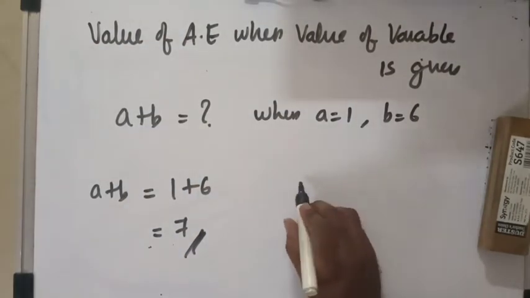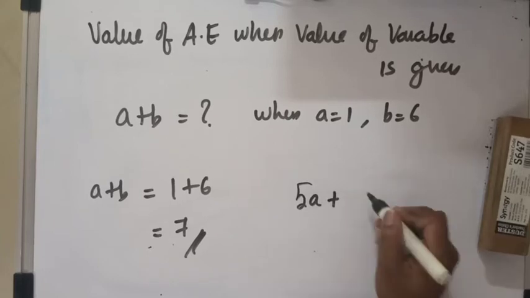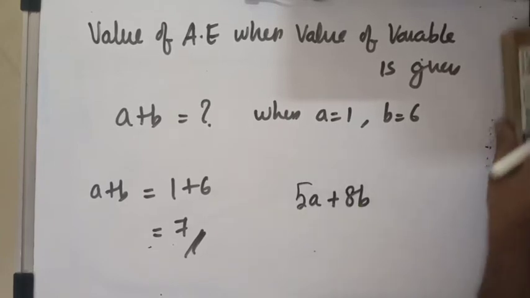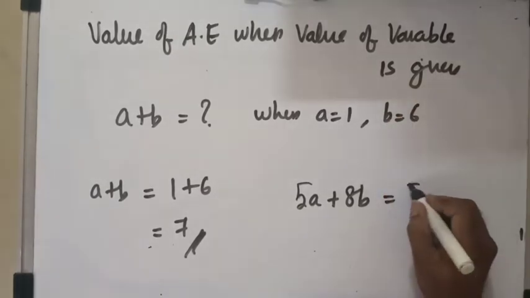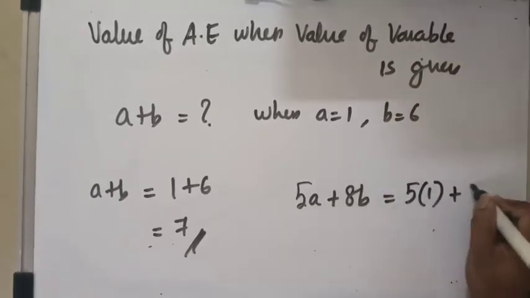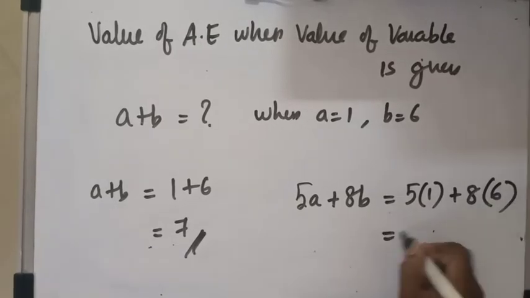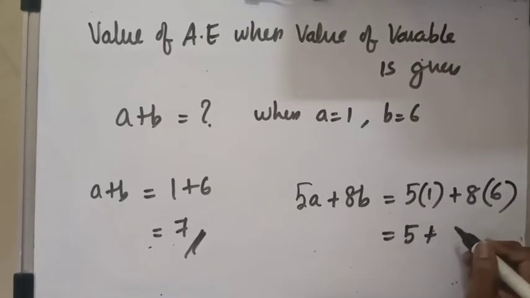Say I have 5a plus 8b. In this case, how will I find the value of this? I'll substitute the value of a as 1. I'll substitute the value of b as 6. So it's 5 ones are 5, 6 eights are 48.